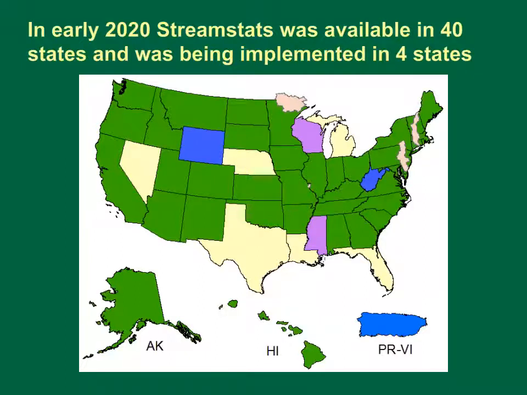The purple states have delineation and basin characteristics only. The blue states are currently undergoing implementation, and the yellow states are not participating as of early 2020. In early 2020, Streamstats was available in 40 states and was being implemented in 4 states. The drainage area is universally available in all Streamstats applications.